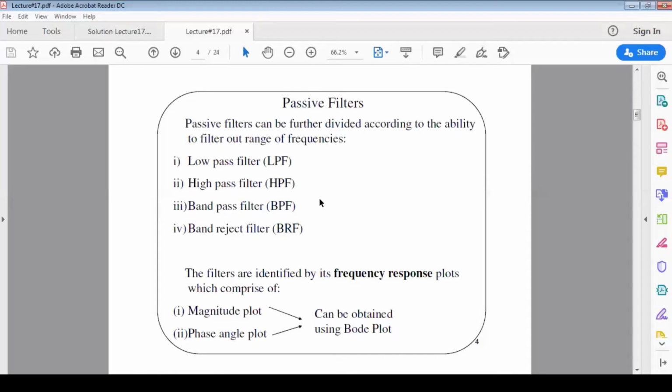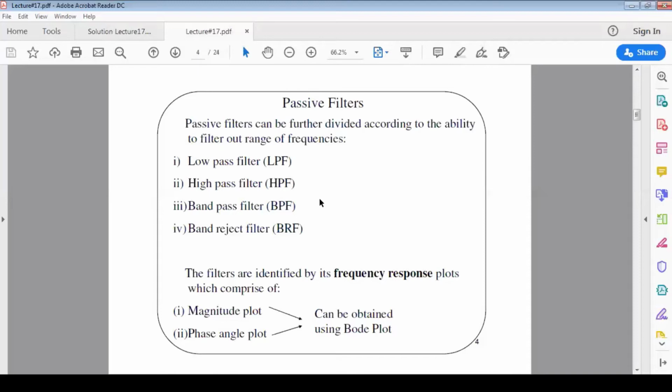so the filter is basically identified by its frequency response plot. Yeah, and I believe that the frequency response plot has been learned in lecture 16, which is basically a Bode plot.